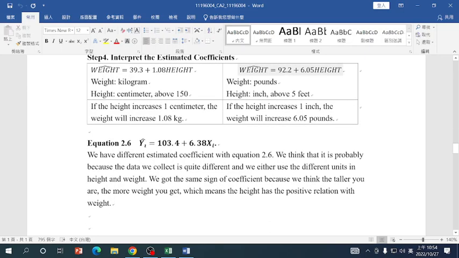Compared to equation 2.6, we have a different estimated coefficient because the data we collect is quite different, and maybe the units we use are also different. No, one of the measurement units is the same: the pounds and the inches. The inches are the same as in the textbook equation. So the left one is different, only using kilograms and centimeters, measured in different units. So the data we collect are different.